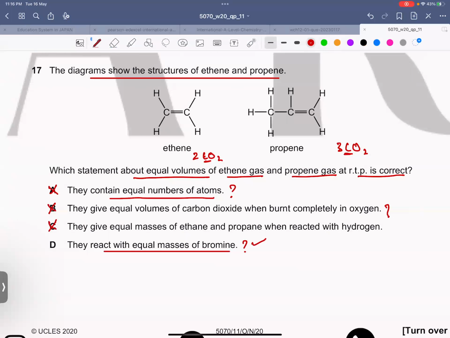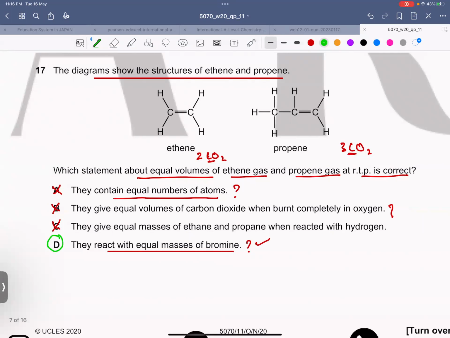Because with bromine, their double bond is going to react, and they are talking about the mass of bromine. So if they have equal volumes of both gases, which means both gases have an equal number of moles, they are going to react with an equal amount of bromine, and then the mass of the bromine would be equal for both the reactions. Is it understandable? Yes.